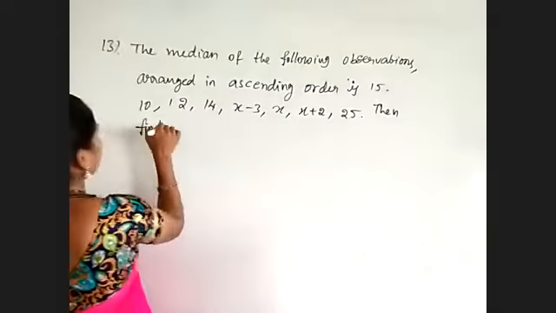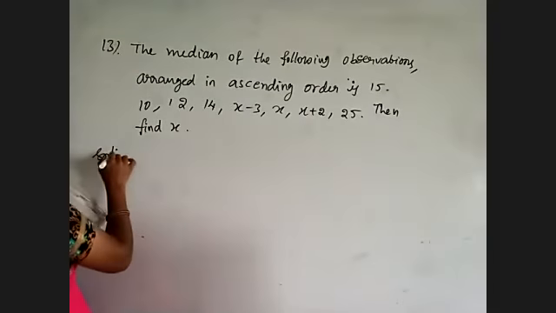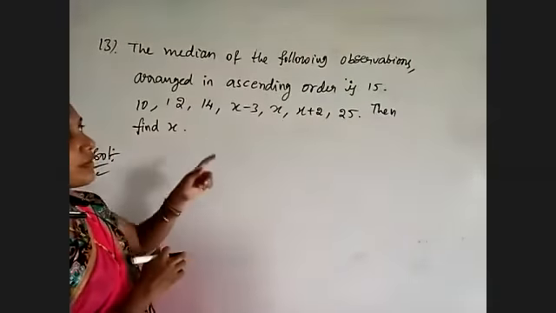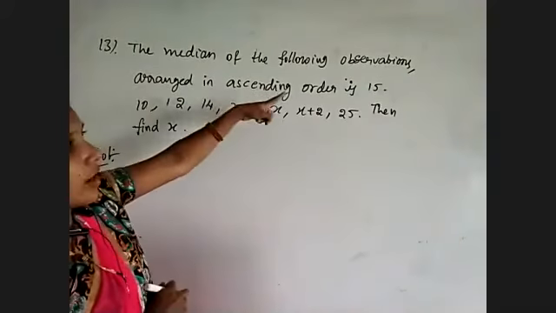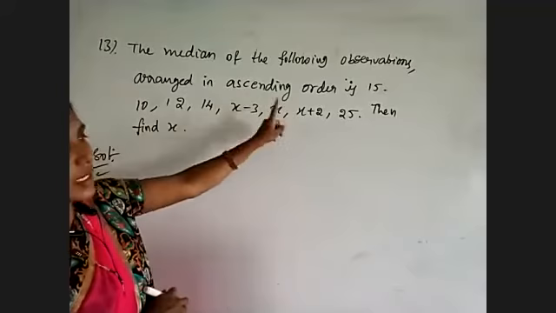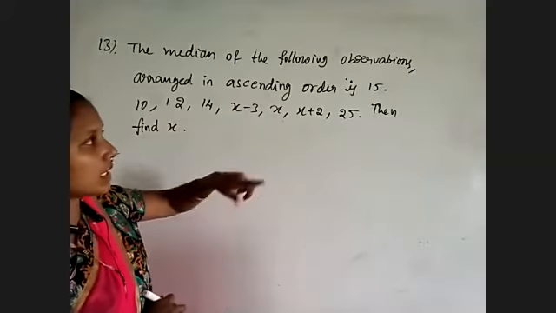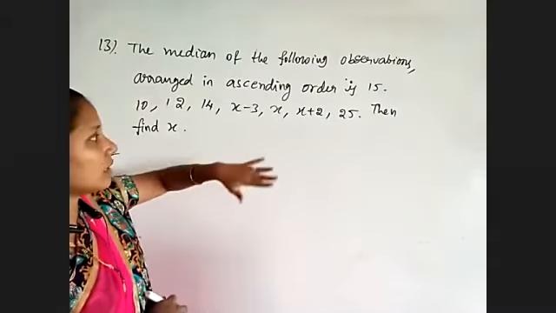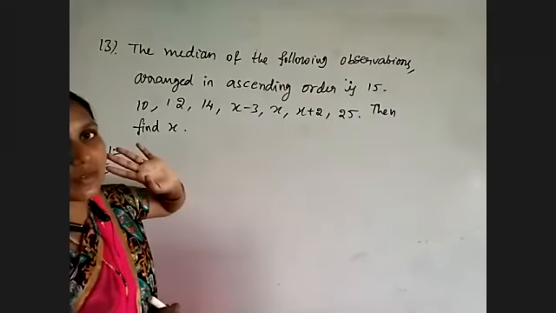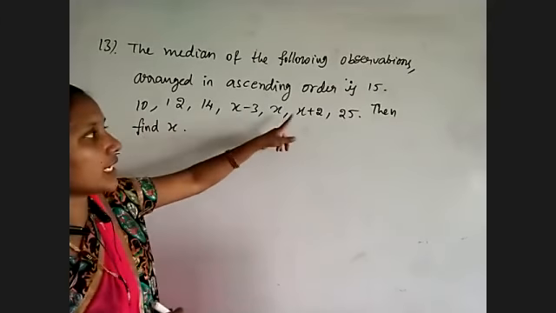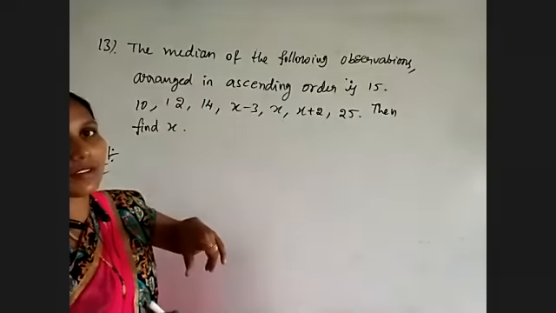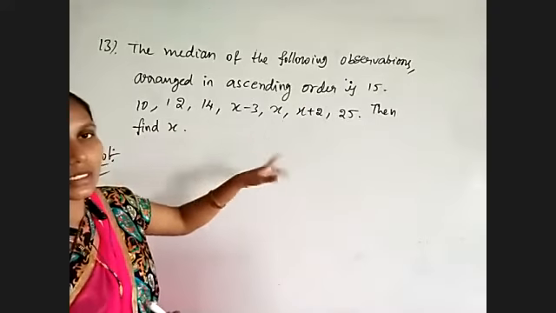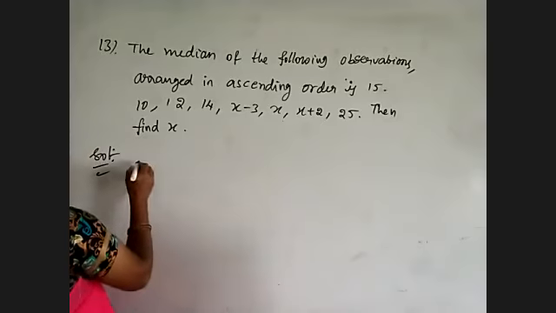Then find the x value. Observe the given question carefully. Here they have mentioned that the data is already given in ascending order. Median of the following observations arranged in ascending order means all these observations are already in ascending order, whose median is equal to 15. Now check the number of observations. 1, 2, 3, 4, 5, 6, 7 observations are there. Means only one mid value will go. That mid value is also given as 15. So what is the mid value in this one? Just find out.